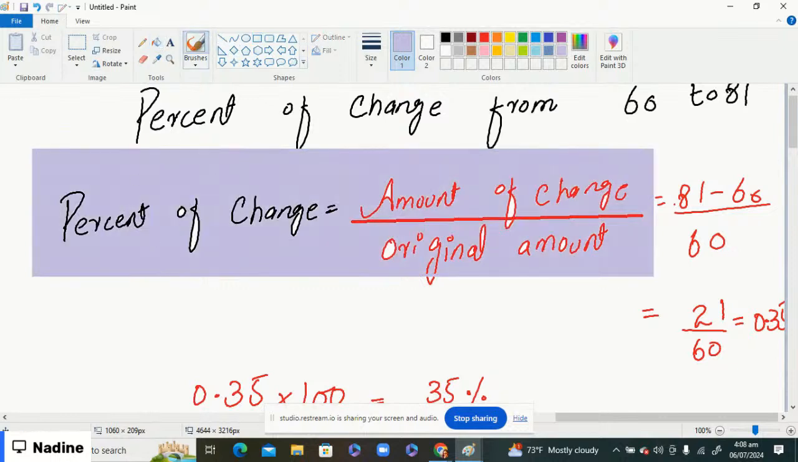The percent of change is the amount of change over the original amount. So the amount of change we are finding out by subtraction, and basically whatever answer we get.